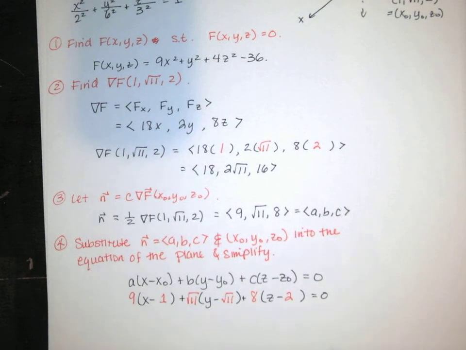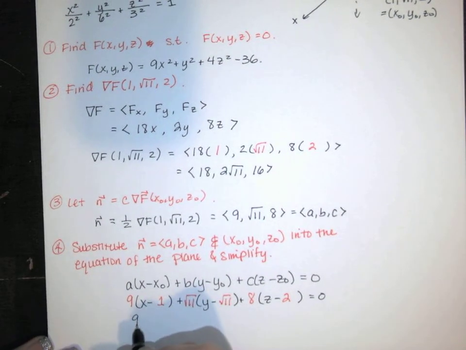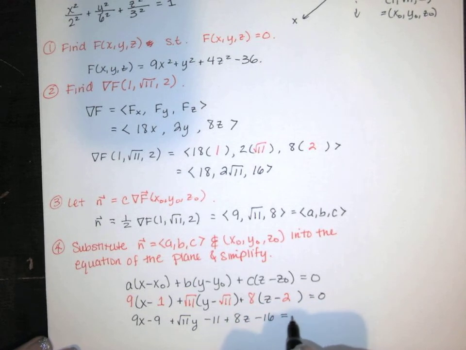If I just ask you for the equation of the plane, you could stop here, but that's just not a very nice form to leave the plane in. So we'll distribute the 9, distribute the square root of 11. Square root of 11 times square root of 11 is 11. Distribute the 8. And then simplify where you can. Negative 9 minus 11 is negative 20. Negative 20 minus 16 is negative 36.